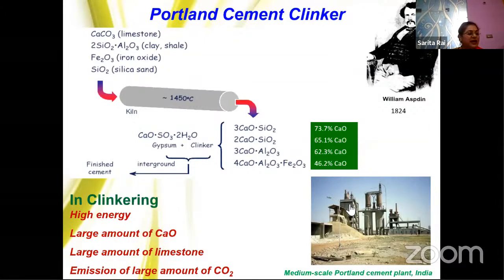The above emit a large amount of CO2 gas. One ton of Portland cement produces about one ton of carbon dioxide. Emission of carbon dioxide is responsible for greenhouse gas, and this greenhouse gas is responsible for global warming.